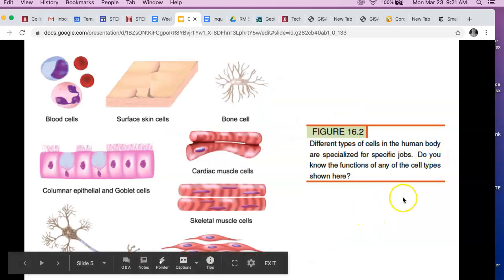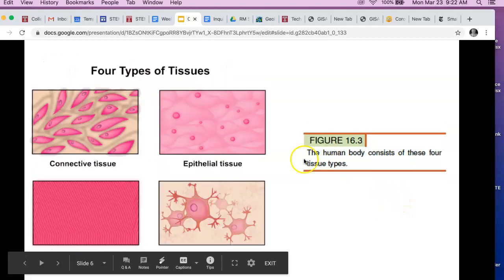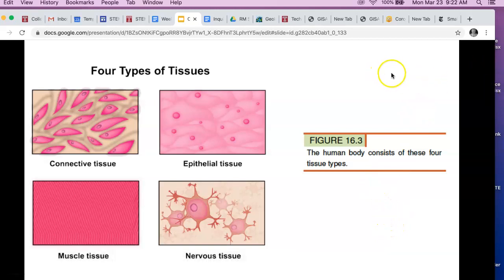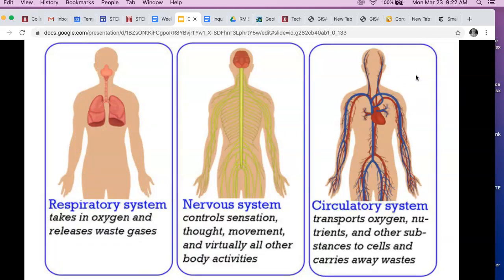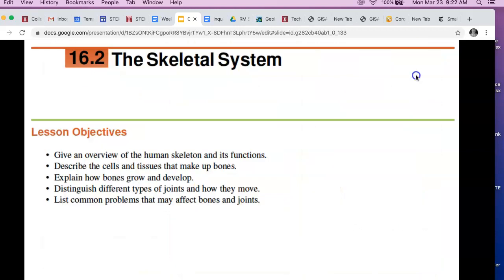That's what they mean by levels of organization. Different types of cells, we've talked a lot about this, have different shapes, and they're different shapes because of their function. There are 4 types of tissues in the human body: connective tissue, epithelial tissue, muscle, and nerve. There's a very stylized picture of it. So in this chapter, these are the major systems of the human body: skeletal system, muscular system, digestive system, respiratory system, nervous system, and circulatory system.